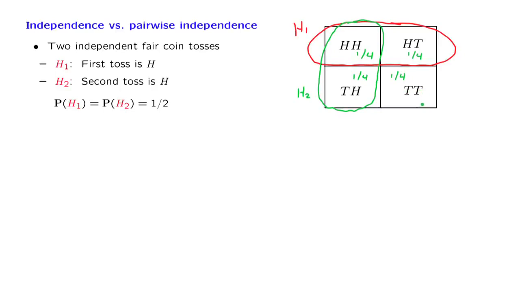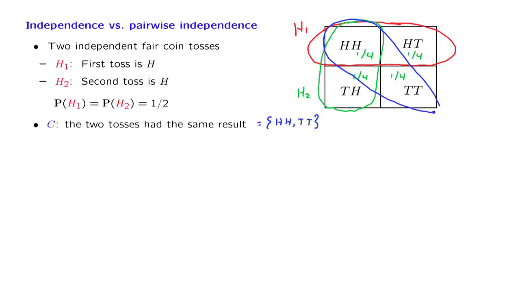Let us now introduce a new event, namely the event that the two tosses had the same result. So this is the event that we obtain either heads-heads or tails-tails. Schematically, event C corresponds to this blue region in the diagram. Is event C independent from the events H1 and H2?